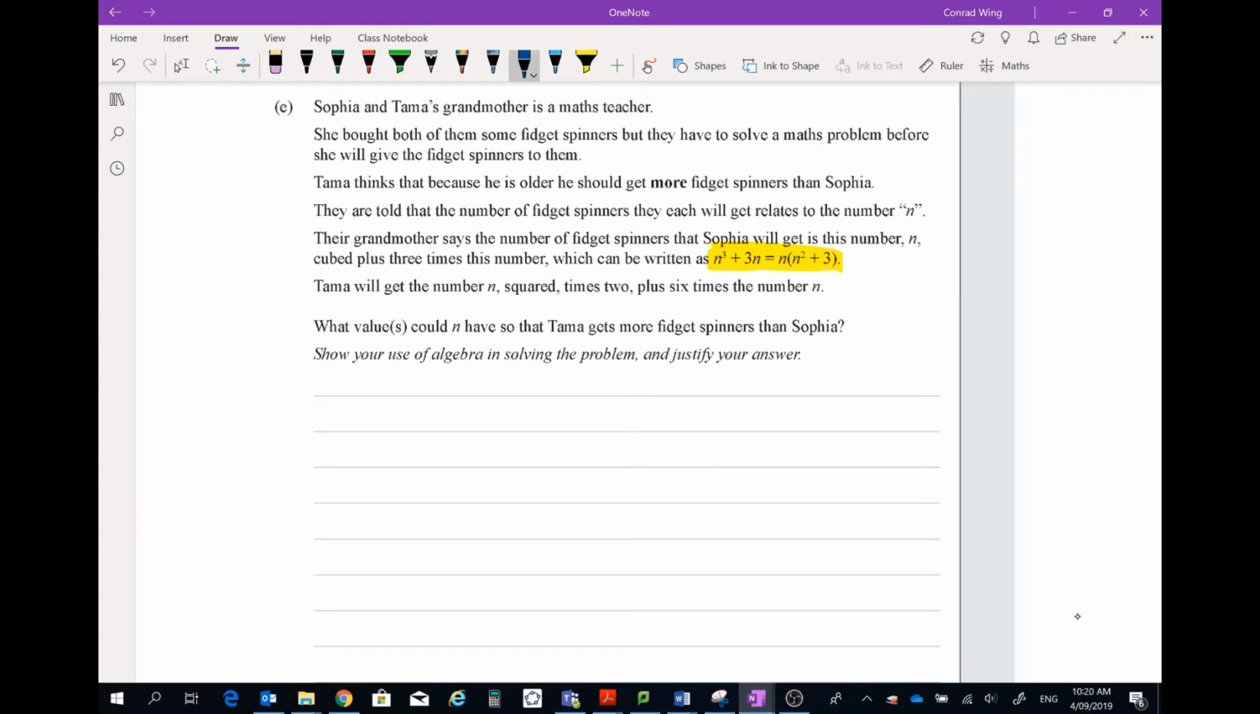But then with Tama, she takes n and she squares it. What do you get if you square n? n squared. And if you multiply that by 2, what do you get? 2n squared, plus 6 times the number n, plus 6n. So that's Tama's formula. It says what value or values could n have so that Tama gets more fidget spinners than Sophia.